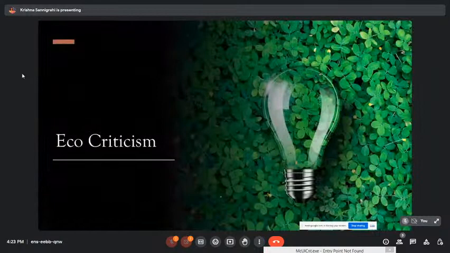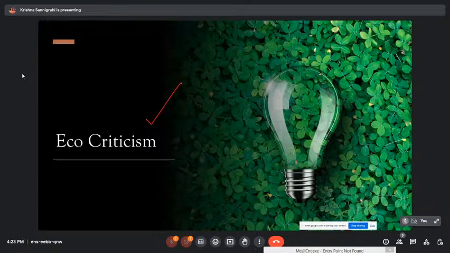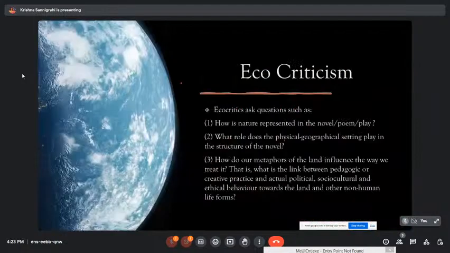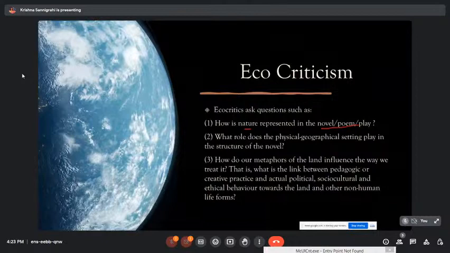Now we come to the next theory, which is the theory of eco-criticism. As the name suggests, eco-criticism actually talks about nature. So how is nature represented in novel, poem, and play? So how is nature represented in different literary genres, that is novel, poem, play, or prose, whichever it be. What role does the physical geographical setting play in the structure of the novel? So, how does the physical geographical setting play an important role in the structure of that novel?